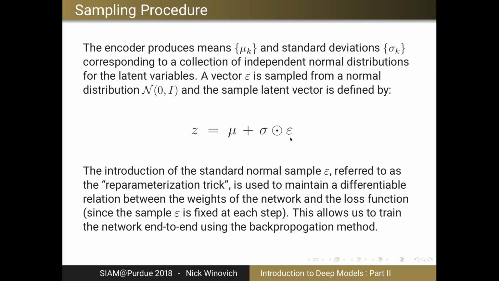The benefit of that is that for each training step there's one sample, but this epsilon is fixed. So the dependency between, for instance, sigma and the outputs, or mu and the outputs, is still differentiable. They're going to be changing from one step to the next, but that's okay. We already have a stochastic optimization procedure. This will add a little more noise to that, but it's acceptable.